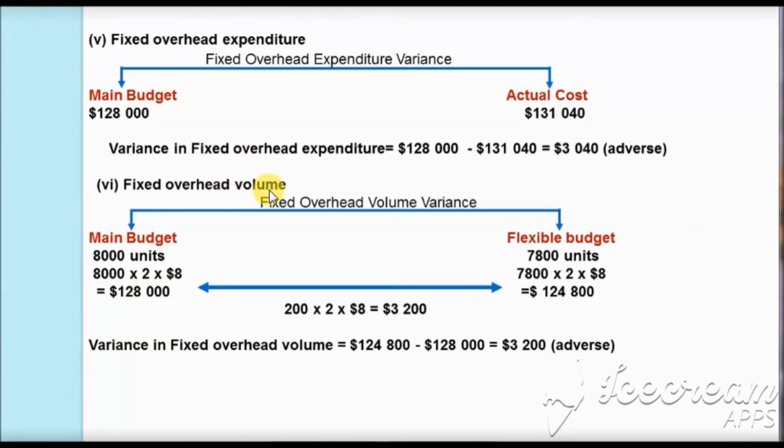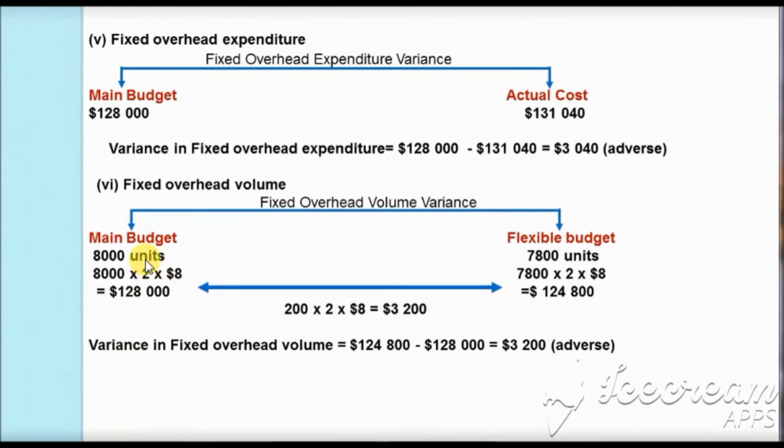Then we have fixed overhead volume variance. Volume is the quantity of your production, and the budgeted quantity of production was 8,000 units, and based on the total costing, we do not wait till the end of the year to find how much each product is absorbing the fixed overheads and then start selling the product. Based on total costing, we find the fixed overhead absorption rate, and we start selling the product by adding this rate of a fixed overhead to the cost and find the selling price.